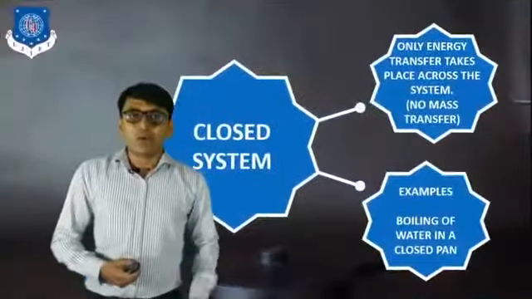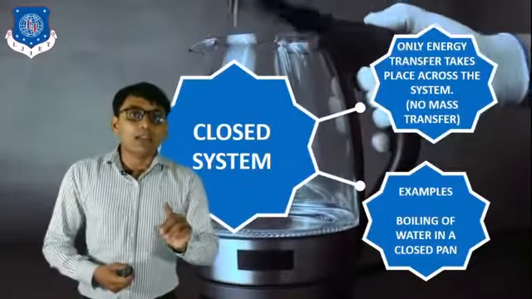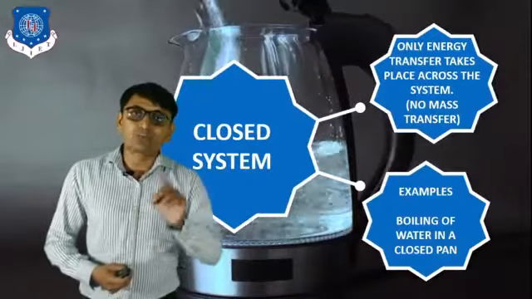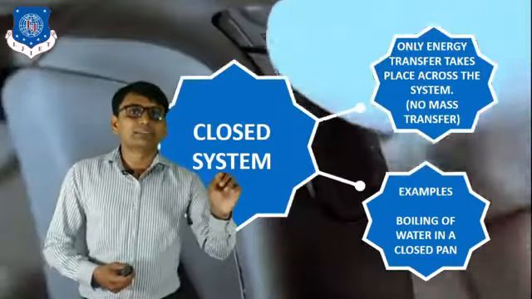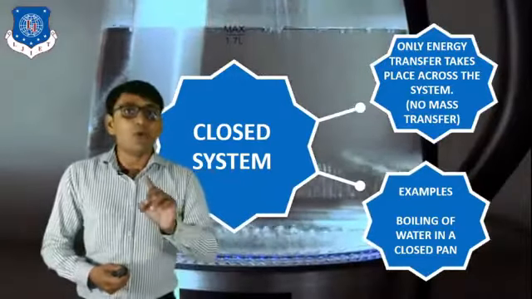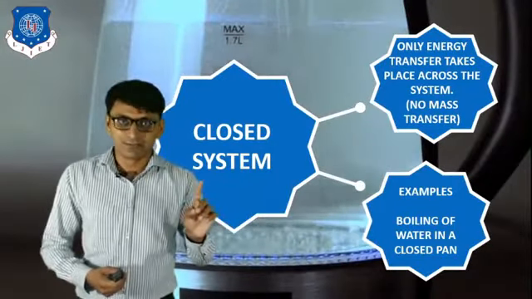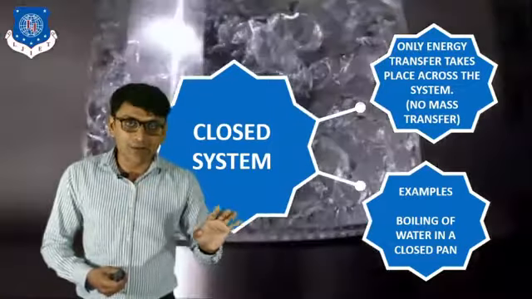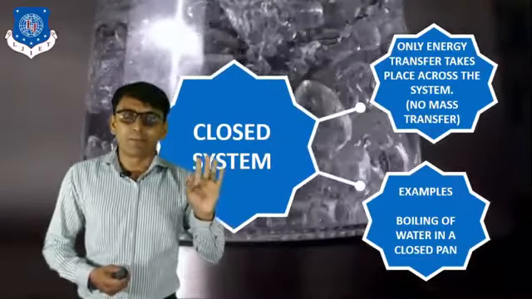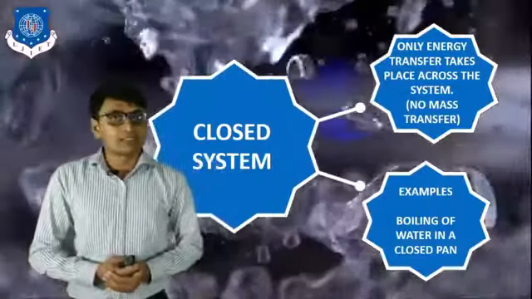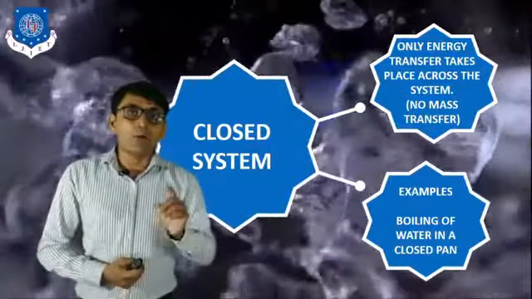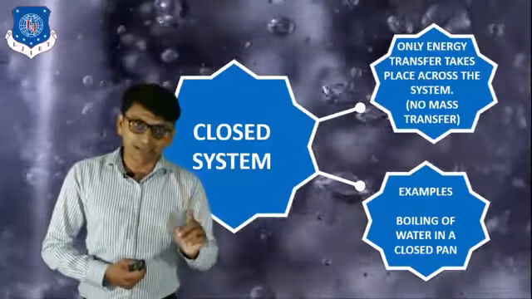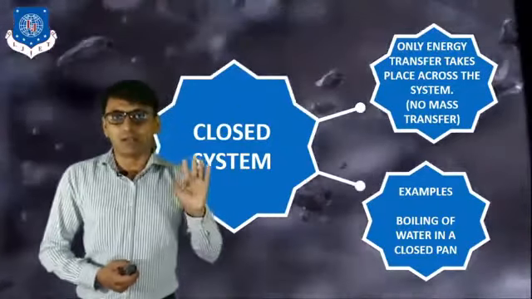Then next one, closed system. In a closed system, only energy transfers from system to surrounding or surrounding to system, no mass transfer. Examples of a closed system are boiling of water in a closed vessel, or a thermometer.